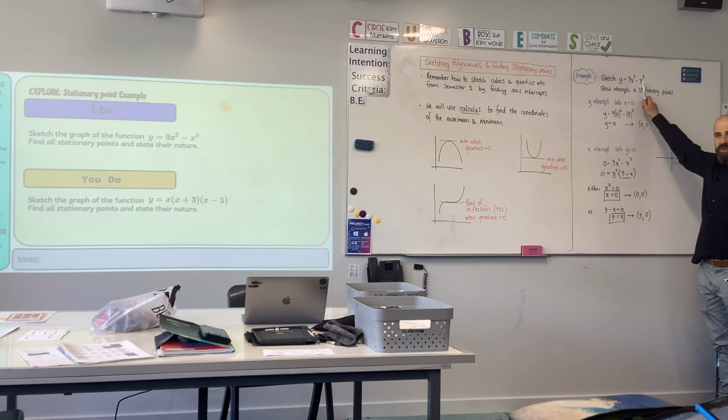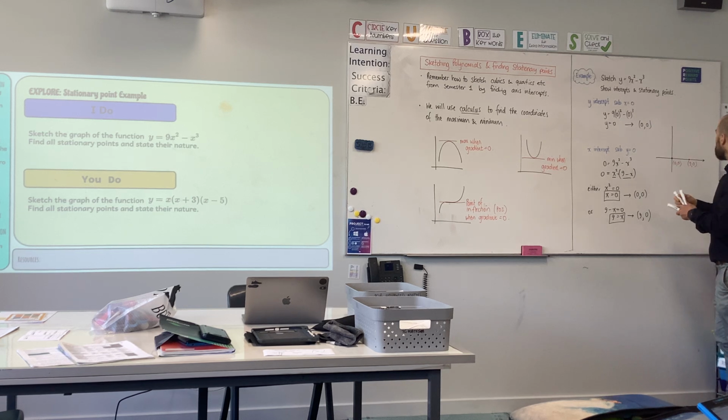Is it a quadratic or a cubic? It's a cubic. Is it a positive cubic or a negative cubic? It's a negative cubic. So negative cubics go like this, right?